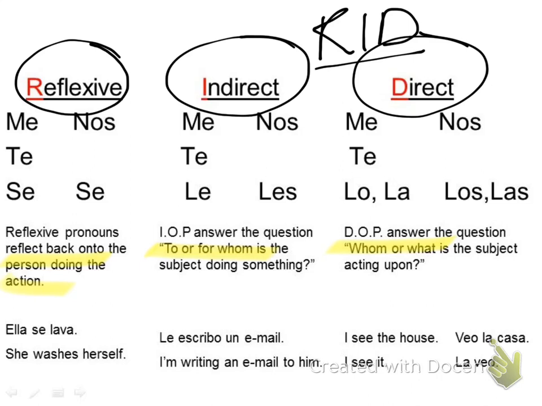So we know our pronouns. We know the order that they have to come in, which is RID. We know which pronouns mean what, with the to whom, for whom versus whom or what, and reflexive verbs. So the previous slide we talked about where to put them. Positives attach, negatives go in front. Now we're going to look at some example sentences. Are we ready to roll? Okay.